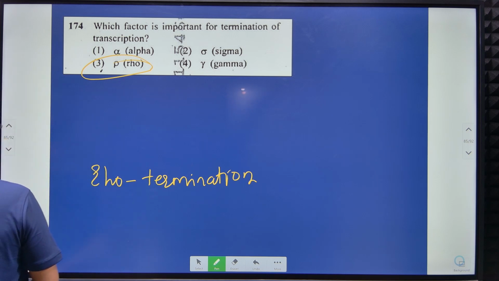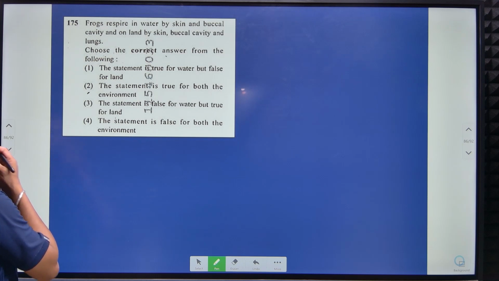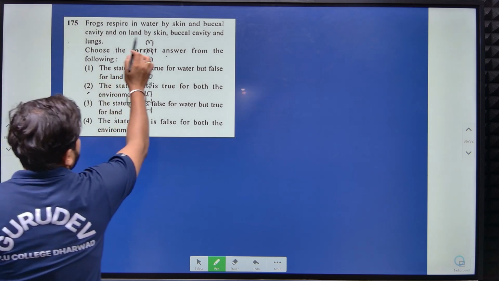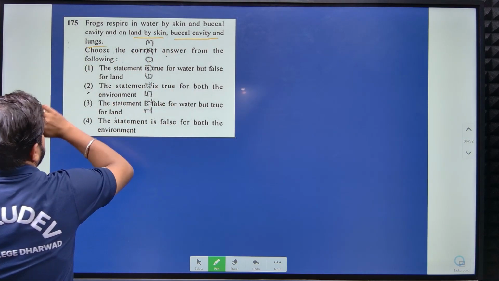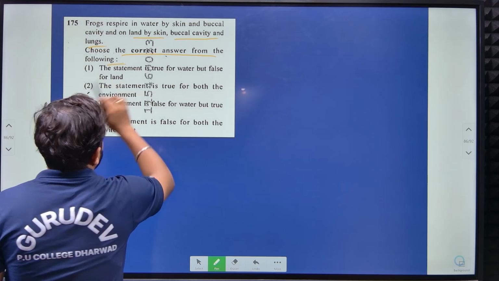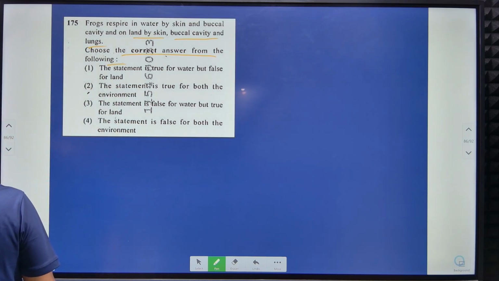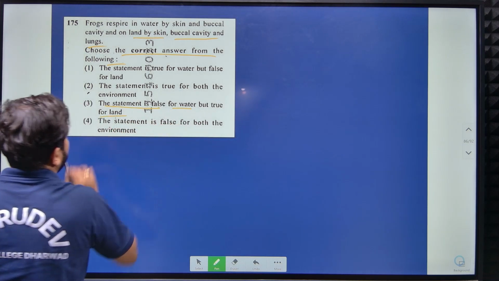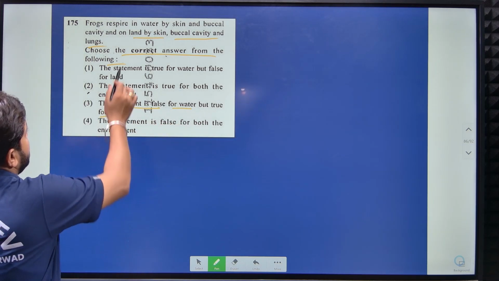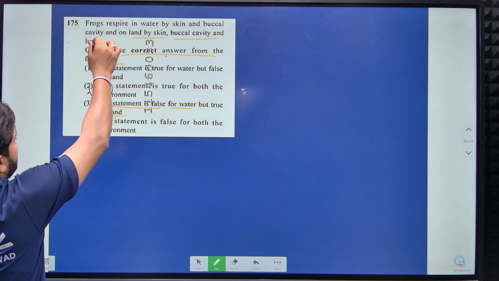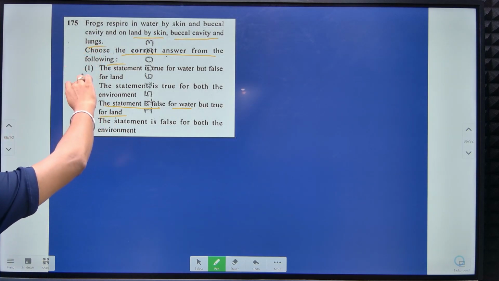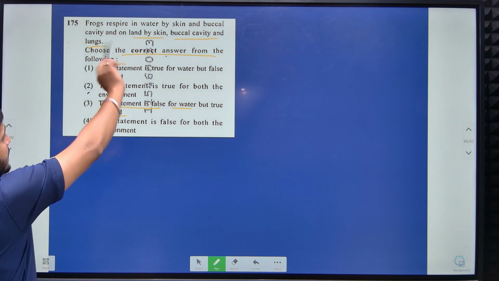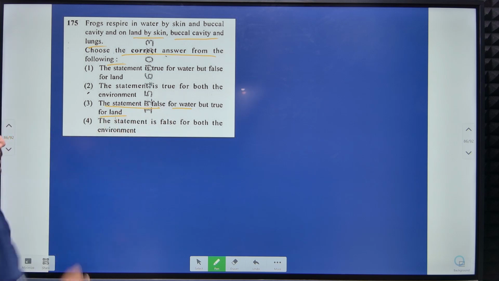Then moving on to the next: frog respires in water by skin and buccal cavity, and on land by skin, buccal cavity and lungs, right? So choose the correct answers from the following. According to that, if you consider here, the statement is false for water but true for land, right? So the statement with respect to skin and buccal cavity for water, and on land by skin, buccal cavity and lungs, that you can find out. So the first statement is false for water, but true for land.